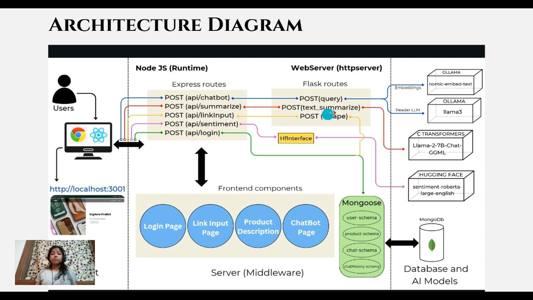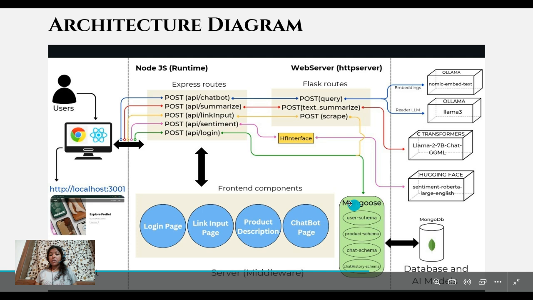Post query routers are directly connected to the Nomic embed text and Llama 3 models. These are Llama models, and text summarize is for the Llama 2 chat GGML model. This is for the text summarization model. And this scrape request is directly connected to Mongoose, where it scrapes all the reviews with the help of Mongoose.